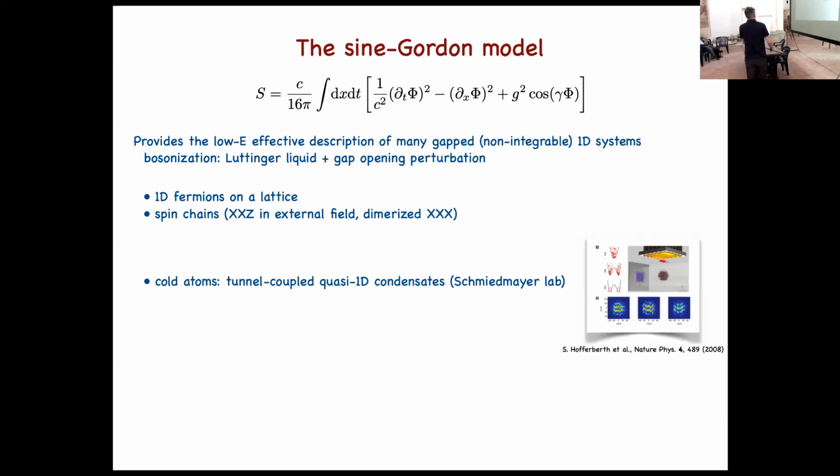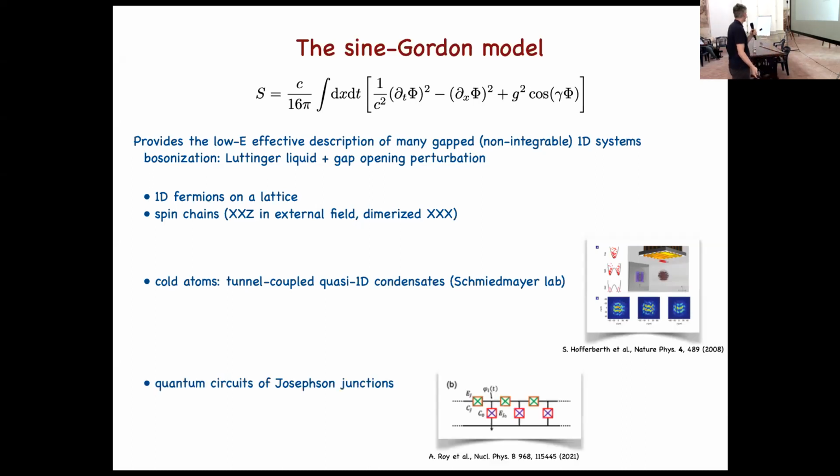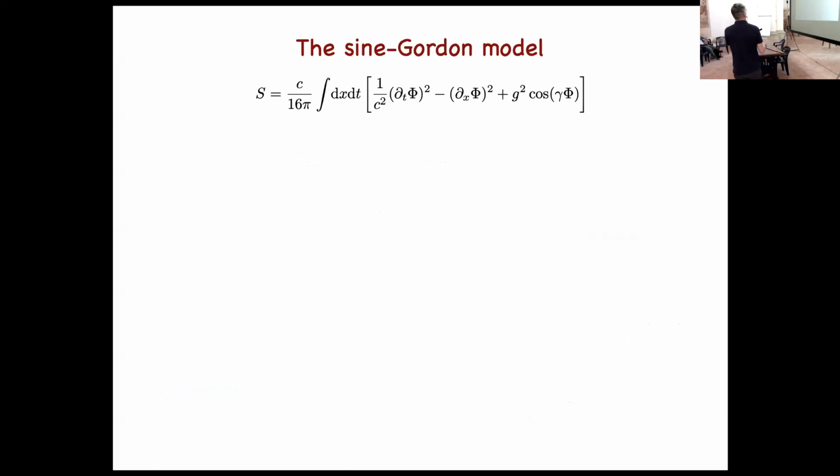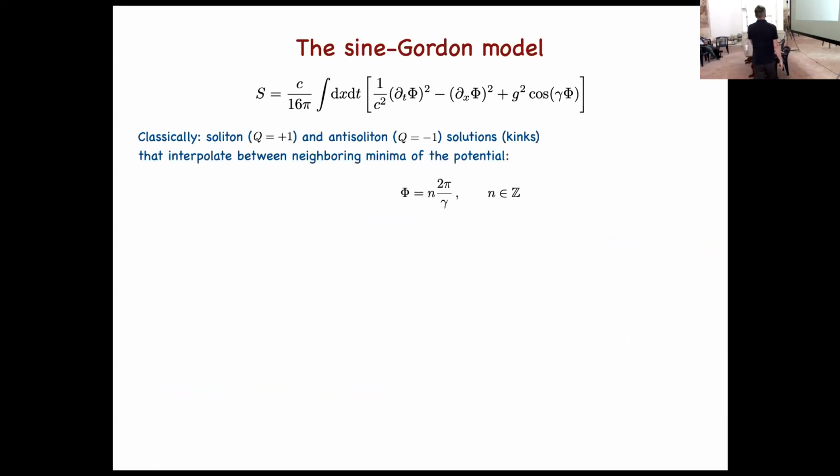And finally, maybe a more recent example. It was recently proposed by Ananda Roy and Hubert Saleur that quantum circuits of Josephson junctions can also be described by the sine-Gordon model. Okay, so let me tell you a few interesting things about this model.